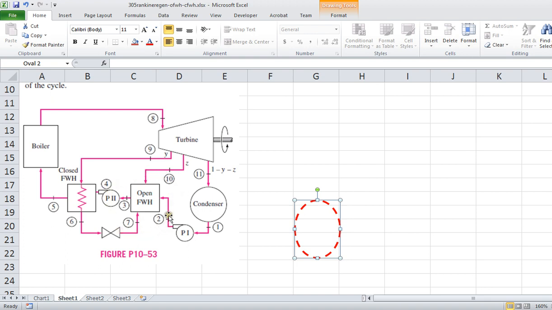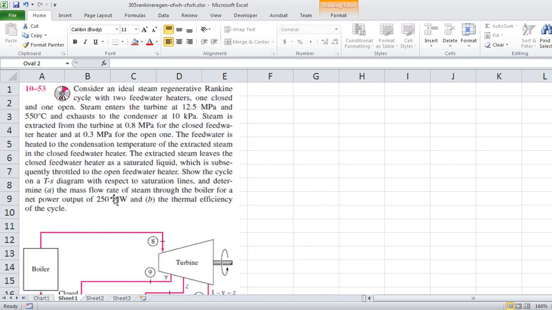And this open feedwater heater control volume, I think immediately you can see that the balance equation for this open feedwater heater is going to be different, because it has 3 streams entering into it and 1 going out. The open feedwater heater that we saw before only had 2 streams coming in and 1 stream going out. So let's take a little look at the specifics of this cycle.